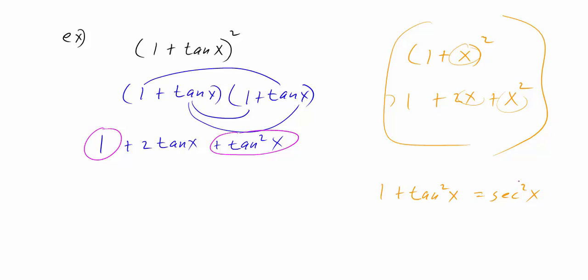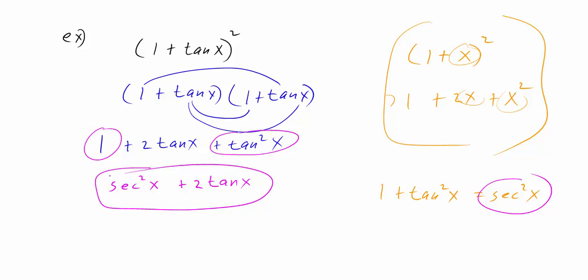So then all of this would cancel out and go to secant squared x plus 2 tangent of x. And that would be our final answer. So the 2 tangent is already here, so this would just be plus 2 tangent x. But the tangent squared and 1 is what's going to the secant squared.